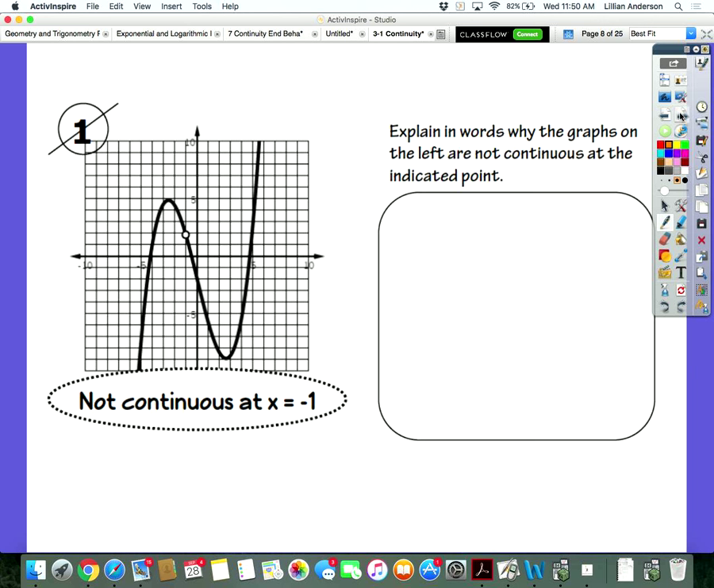Explain why the graph on the left is not continuous at the indicated point. There's a hole. You can say there's a hole. You can also say that it's not defined at x equals -1. At every other x value, it is defined, but at -1, there's that hole. So it's not continuous at -1. It's continuous everywhere else, but not at -1. Okay? Questions?